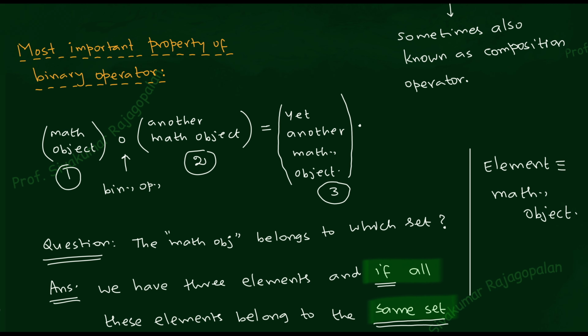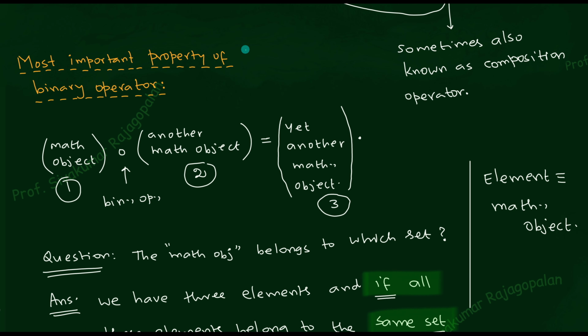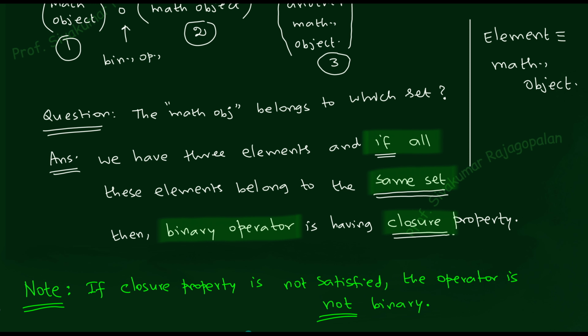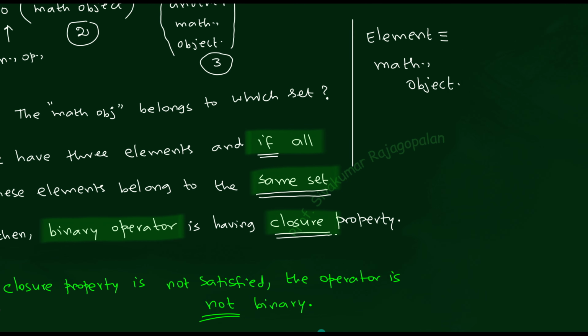Okay. So therefore let me write down a kind of conclusion here. Of course the things are quite simple, as you can see. At the same time, you should also give importance to the conclusion. The conclusion is that the implied property is closure. Implied means, the moment you say binary operator, closure is implied. You don't have to check. That's the meaning. In case the closure is not satisfied, the word binary is not meaningful. So this is very important. You have to be careful with the words binary and closure. Binary and closure will go together, hand in hand.